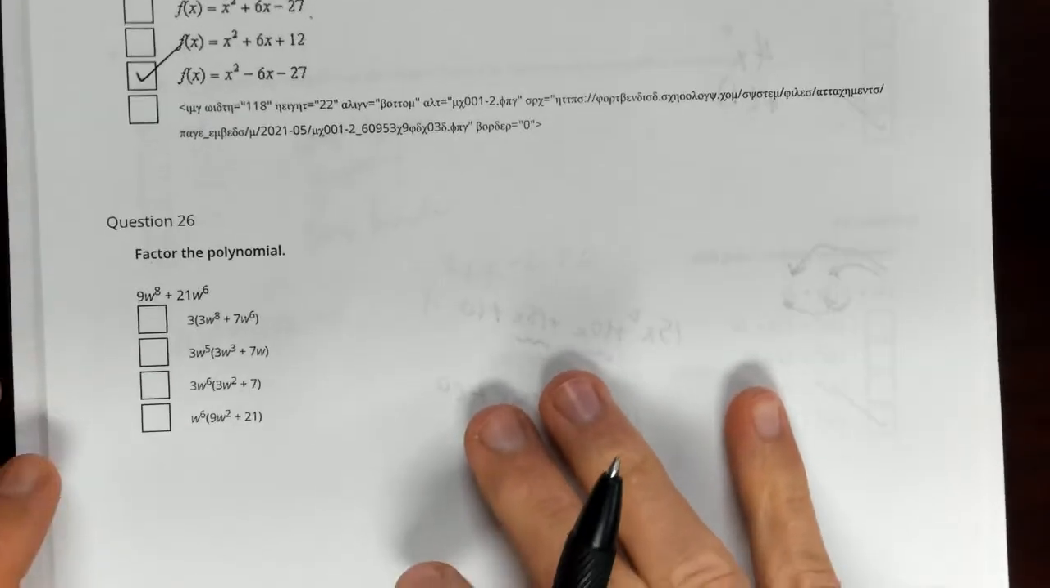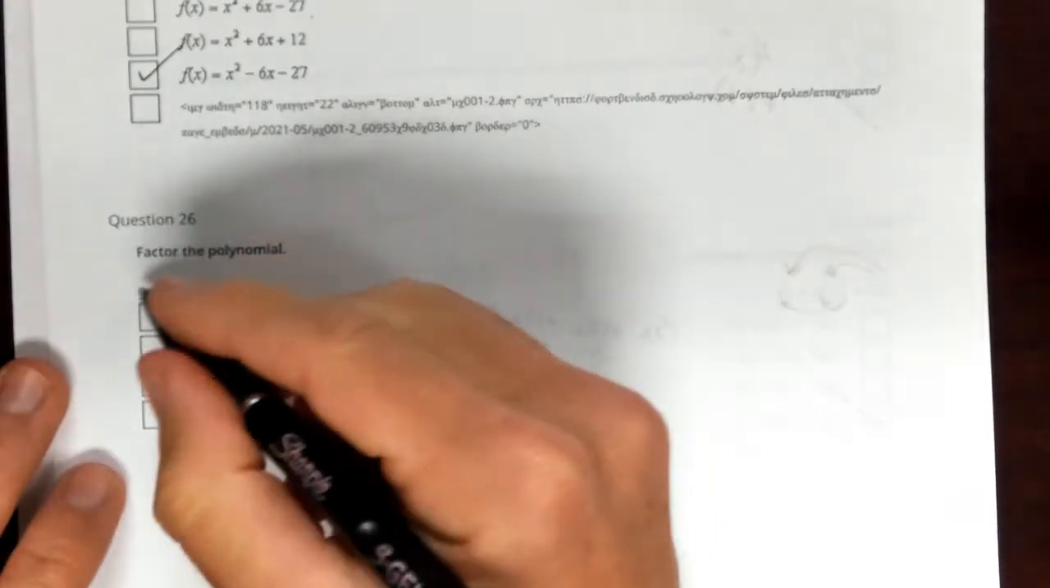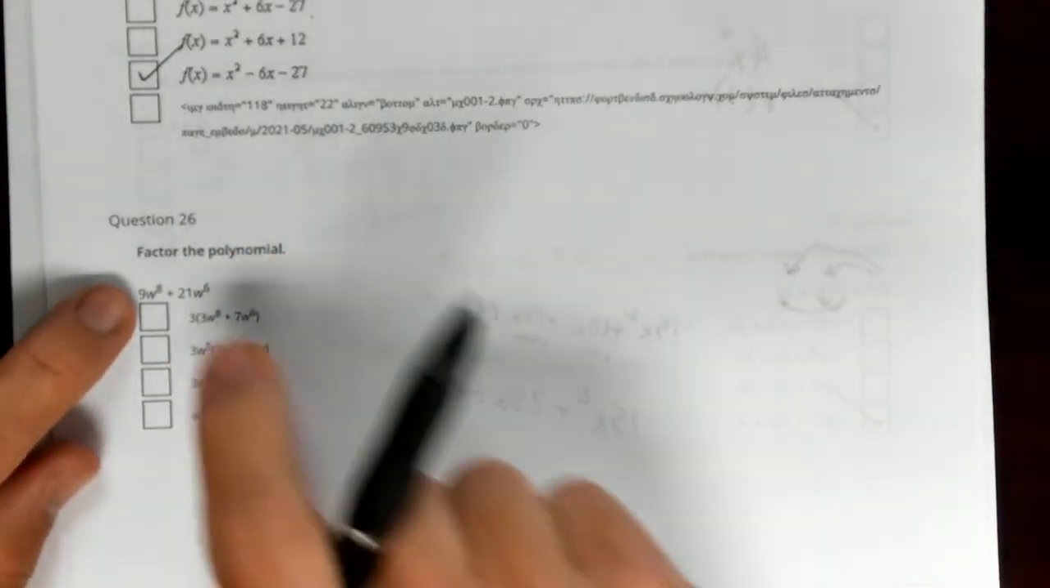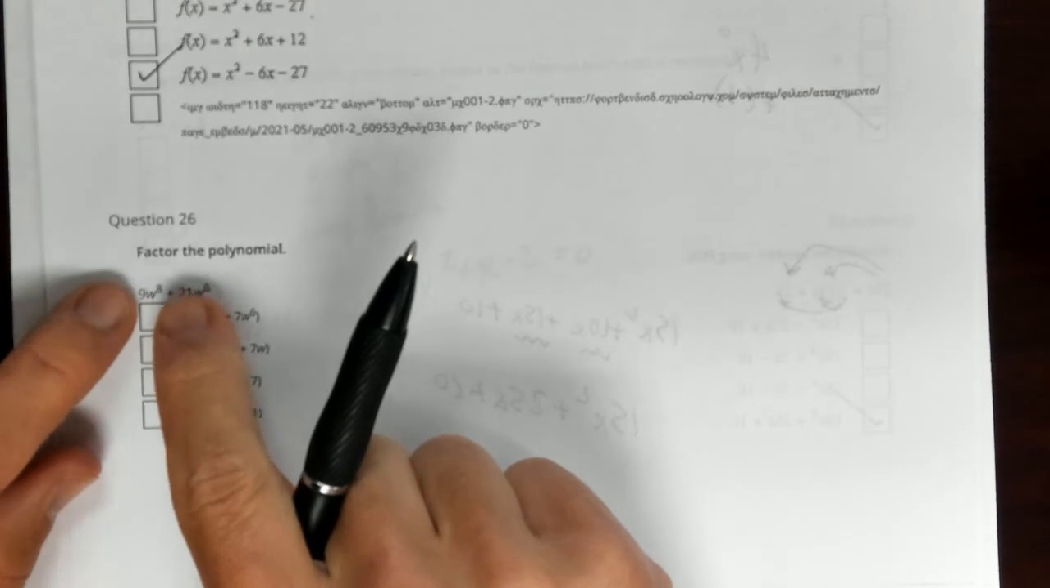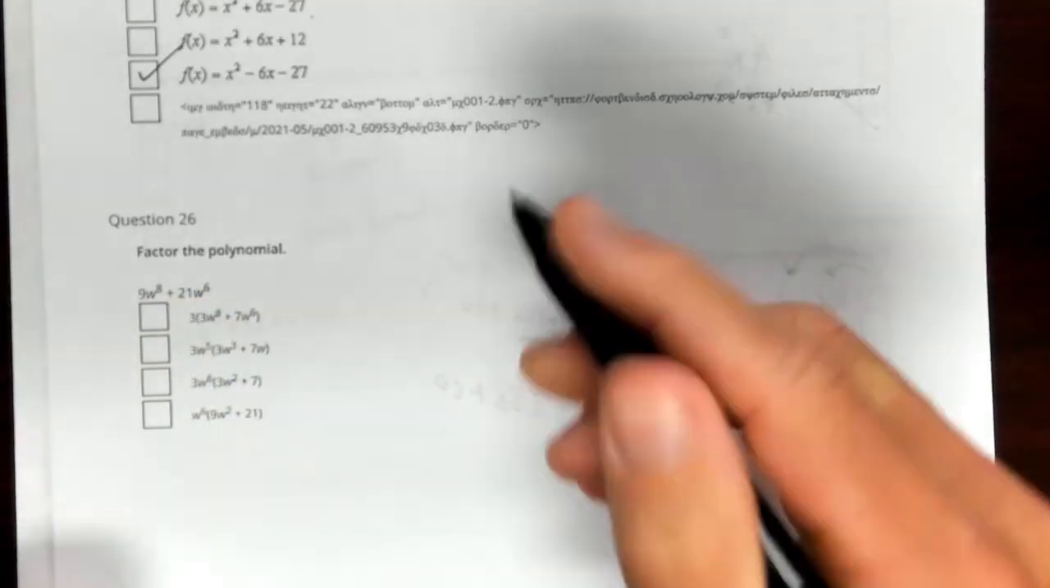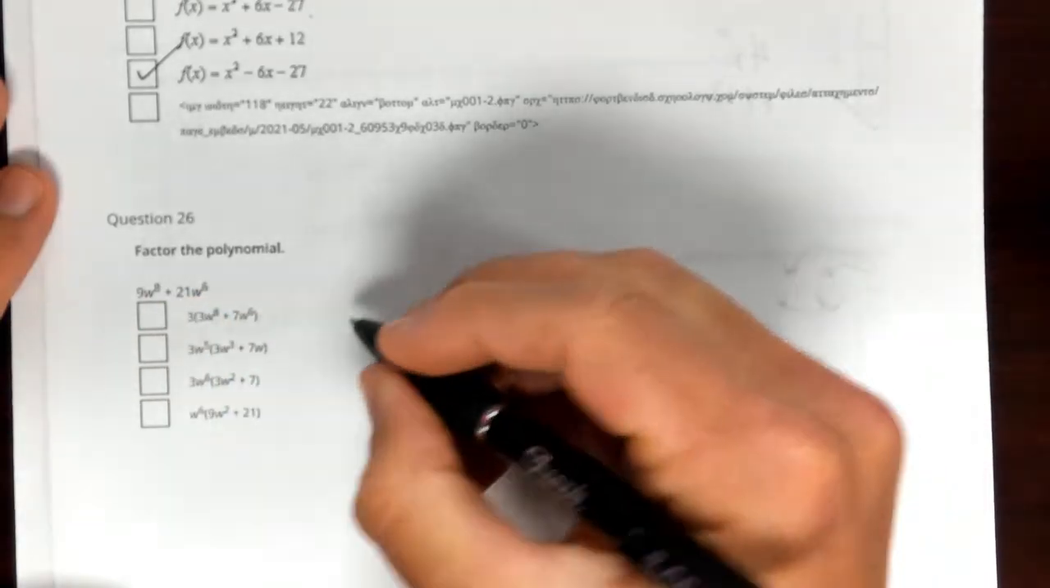Number 26 says factor the polynomial. We're looking to factor out a greatest common factor. So what is the greatest common factor between 9 and 21? Both of those are divisible by 3.